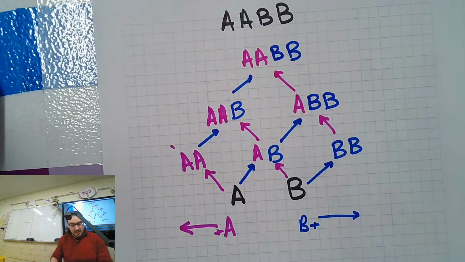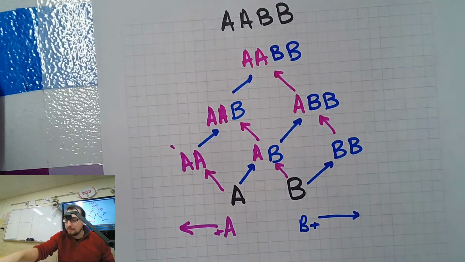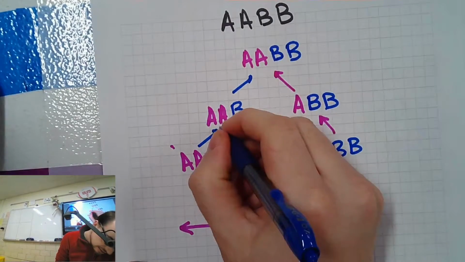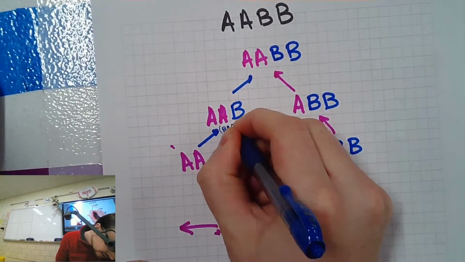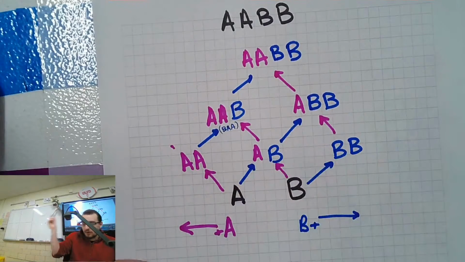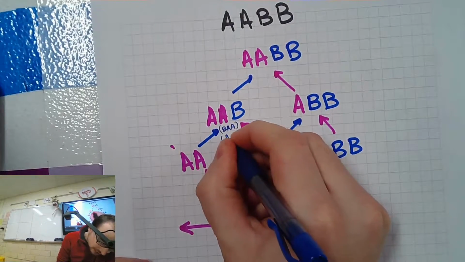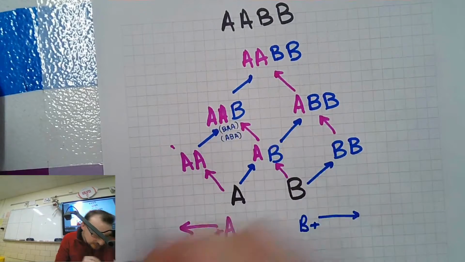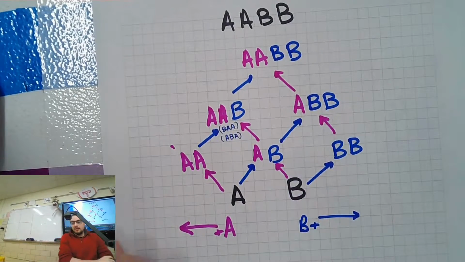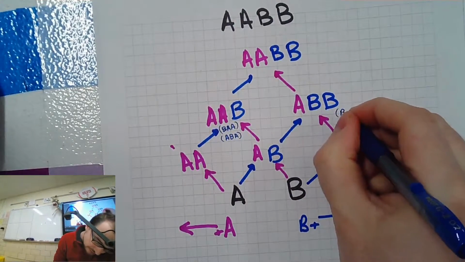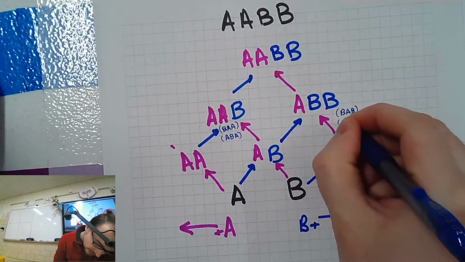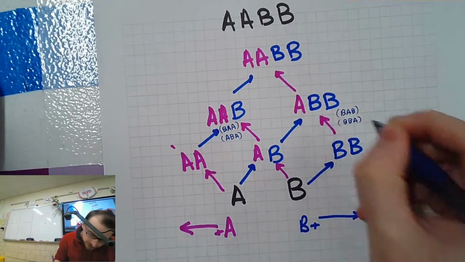If it's not, then I need to make a little bit of an amendment. I need to write in that I've got BAA here. I've also got something else. Maybe not forward and backwards, but I've got ABA as possible answers, right? Same thing here with BAB and BBA.